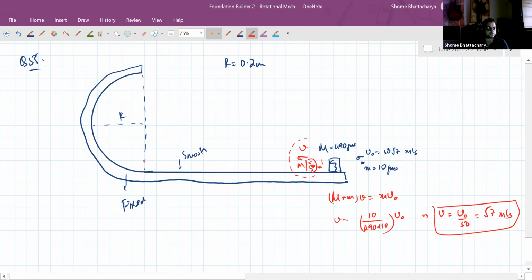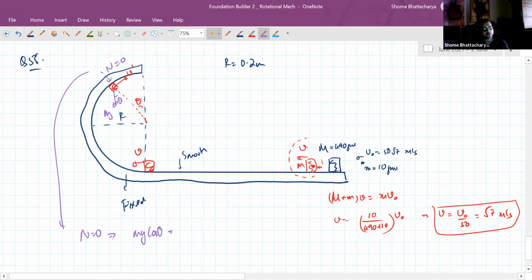Now, once this happens, we can see it reaches here with a speed v. Okay. So by the time it reaches somewhere here, where it's about to lose contact, let's say the speed has become v prime. So this angle is theta. The condition for it to lose contact at this point is that the normal reaction is 0. So N is equal to 0 means mg cos theta is equal to m v prime square by r.